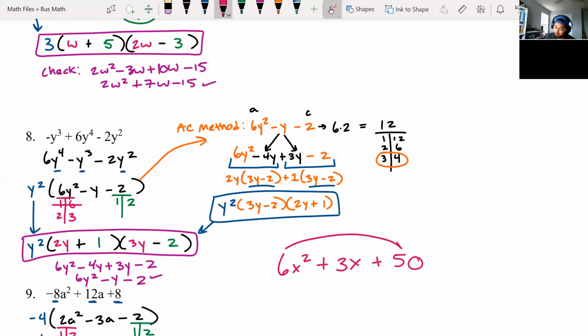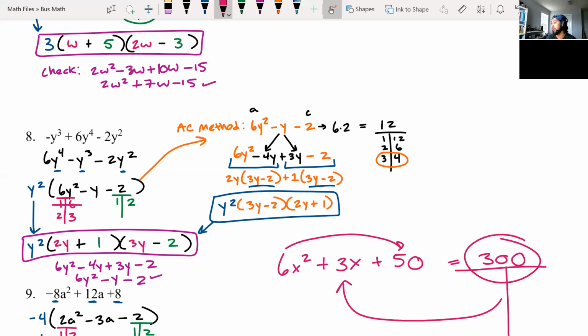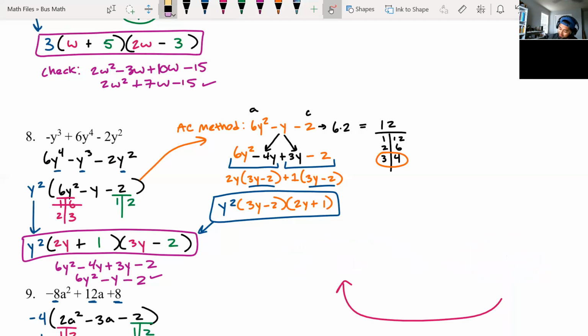Well, now you're going to have to do 6 times 50, which is 300. And now you have to list all the factors of 300 that could possibly make 3. Do you want to do that? I would say if you get any AC factor that's greater than 100, go to guess and test, unless you are happy listing all the factors of 300. I would not choose that.